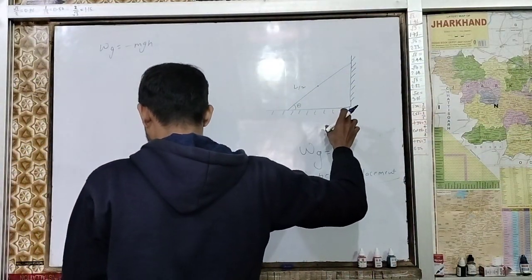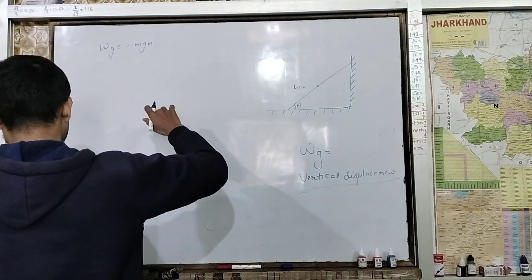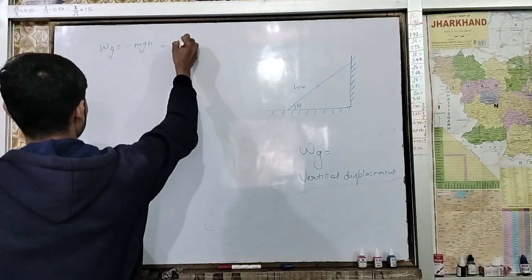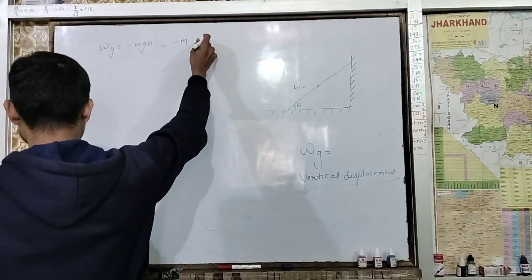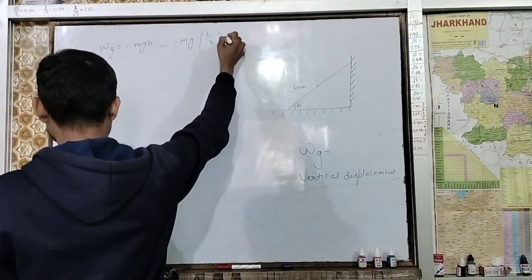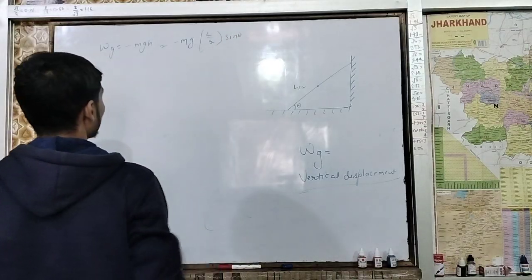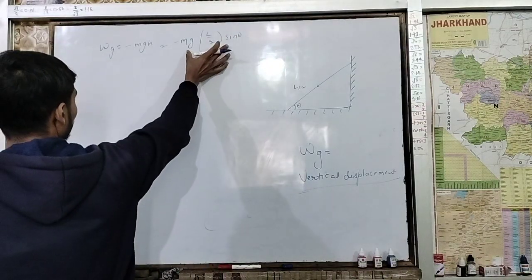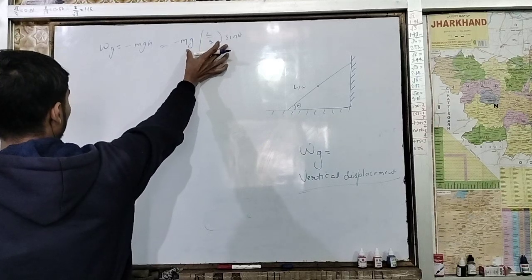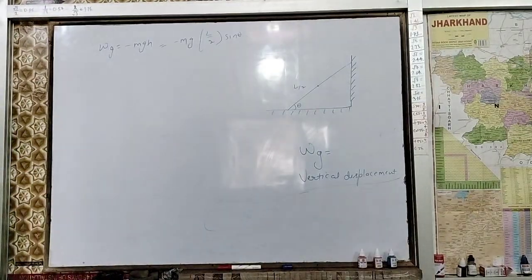If the height is L upon 2, then you can replace this h by L upon 2: minus mg times L upon 2 times sin theta. This will be your value. If you want to replace the equation, just find your h.